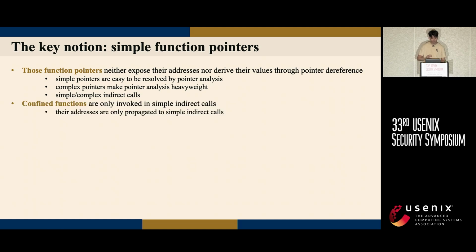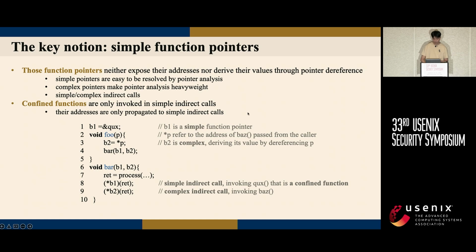Furthermore, we give the notion of confined functions: they are the address-taken functions that are only invoked by simple indirect calls. Here we give a concrete example. At line 1, the function pointer B1 is a simple function pointer because it neither derives its value through memory indirection nor exposes its address to memory. But B2 is a complex function pointer because at line 3, it derives its value through a load operation. Consequently, at line 8 and line 9, these two indirect calls are a simple indirect call and a complex indirect call respectively.